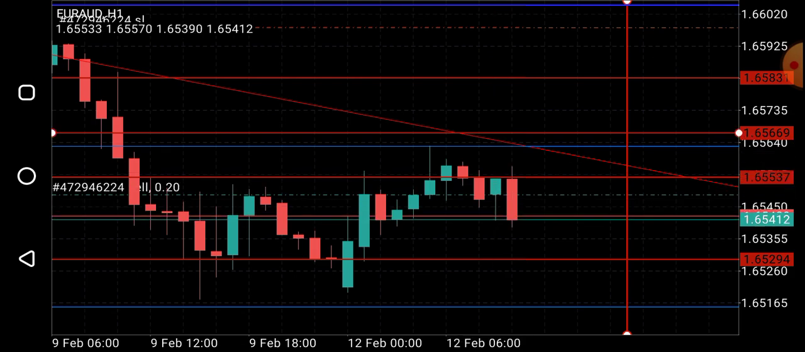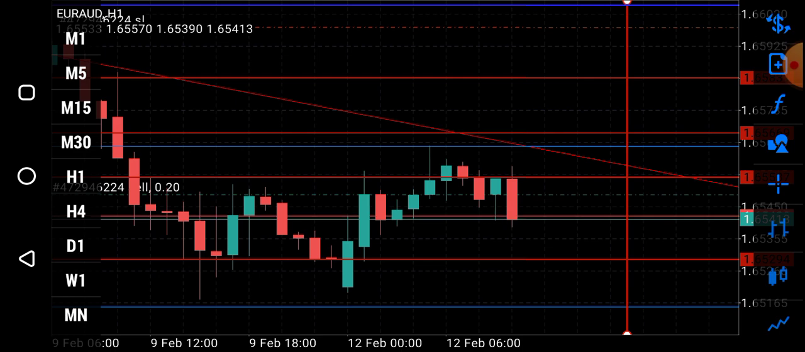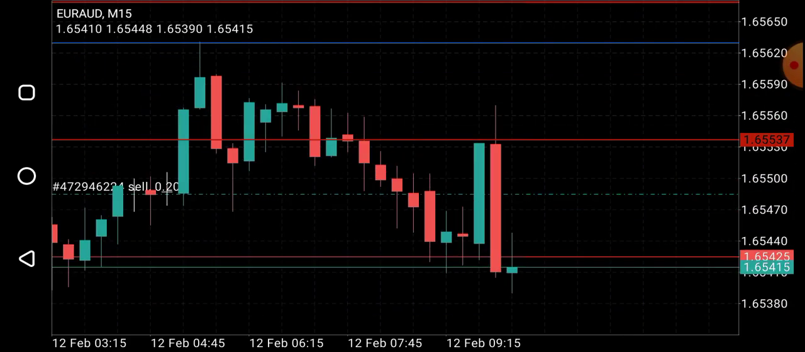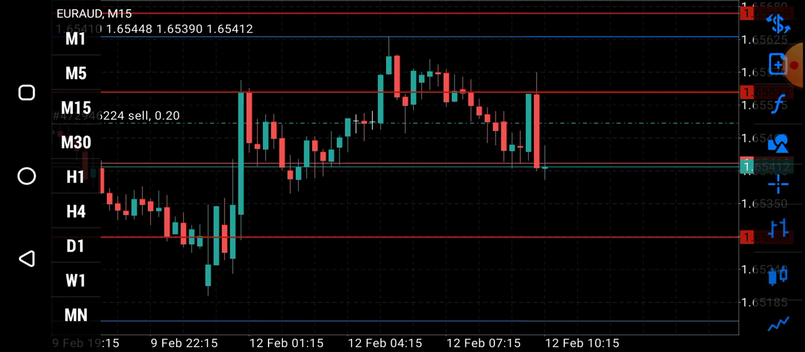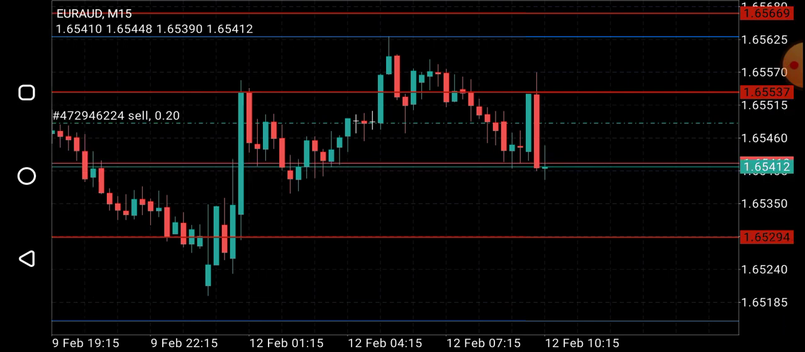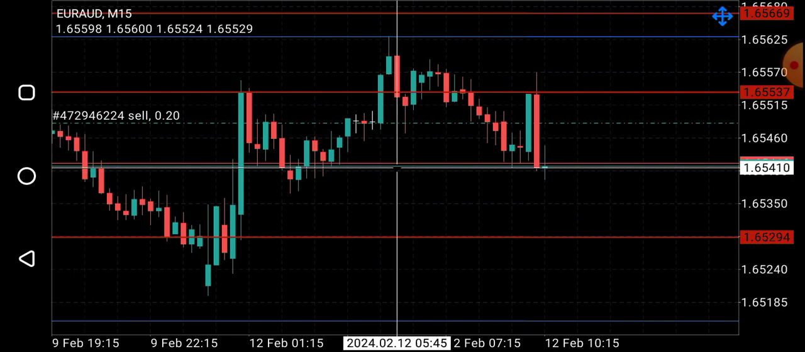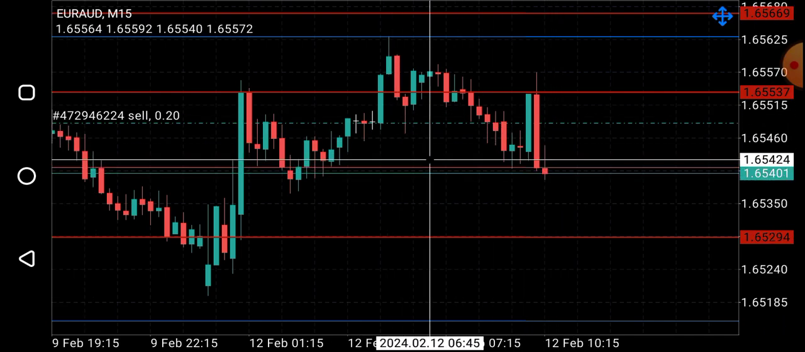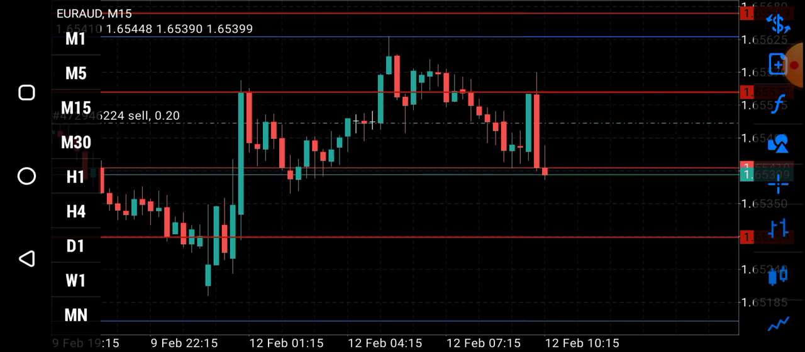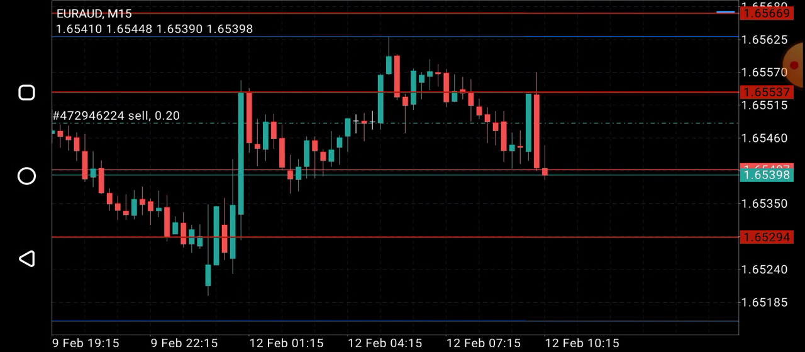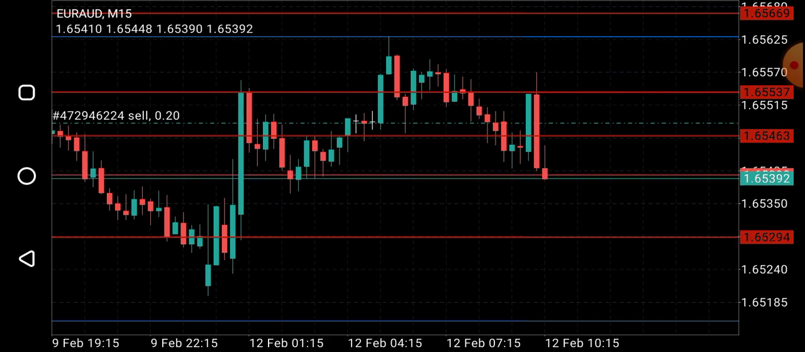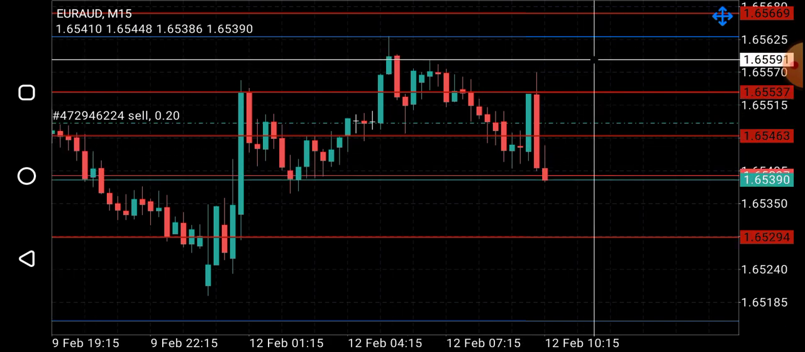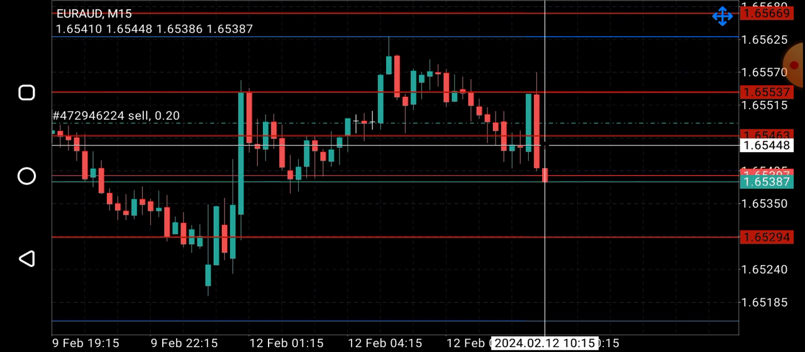So what do we have on 15 minutes? Let's see. I think there was a break or shift in market structure, a break of structure on 15 minutes. I think that break of structure, or shift in market structure, occurred around this area. Yes, this is a break of structure on 15 minutes. So that's why I sold Euro Aussie.